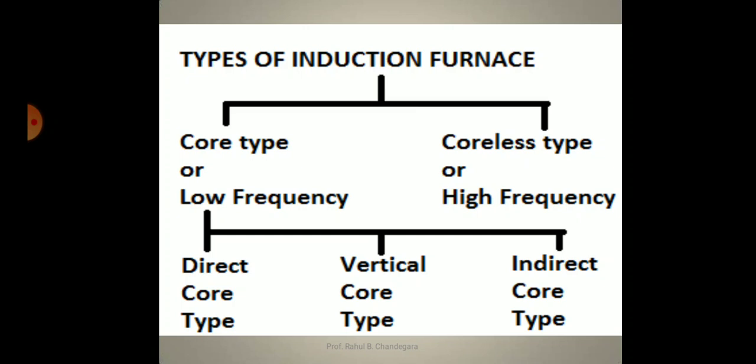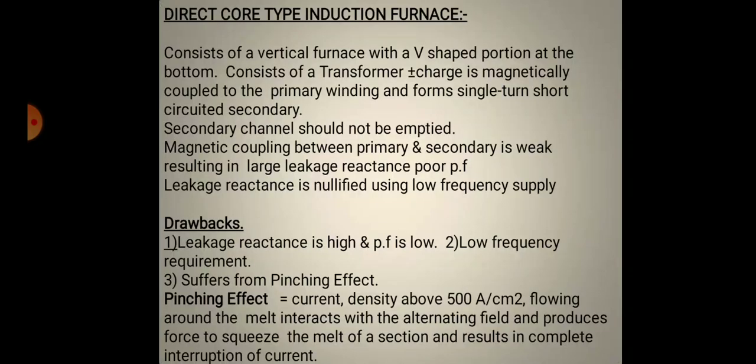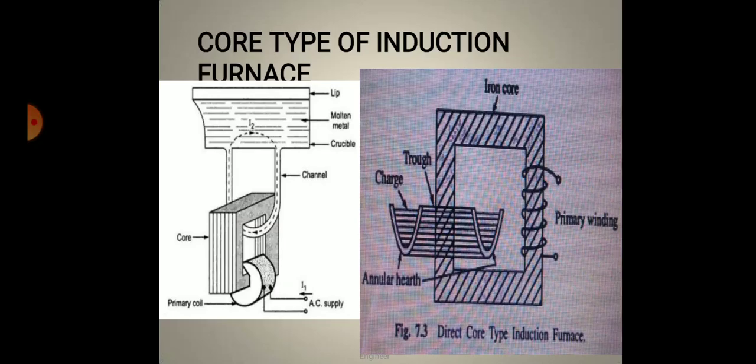Low frequency equipment is required for core type. First we will see the direct core type of induction furnace. In this, the primary winding is connected to AC supply. The charge is in the shape of a V-shaped portion. The core is an iron core. So this is the figure of the direct core type induction furnace.